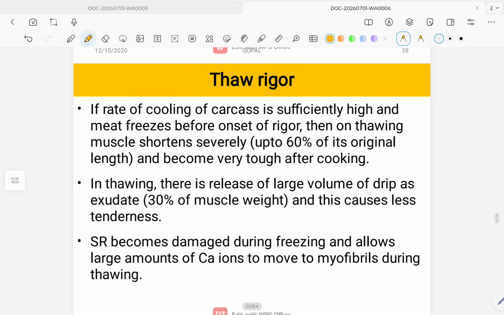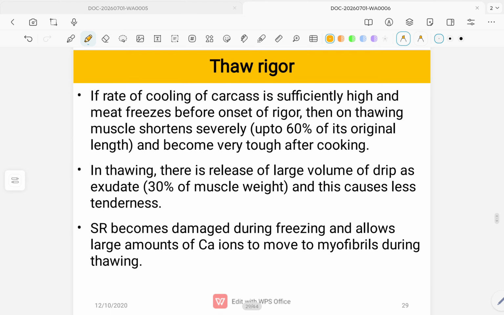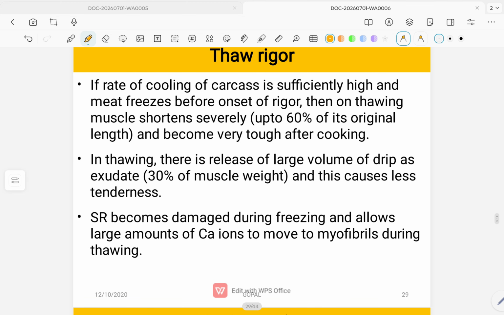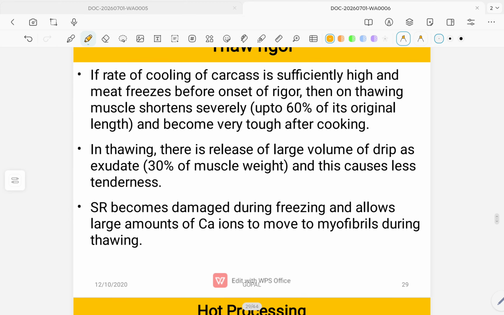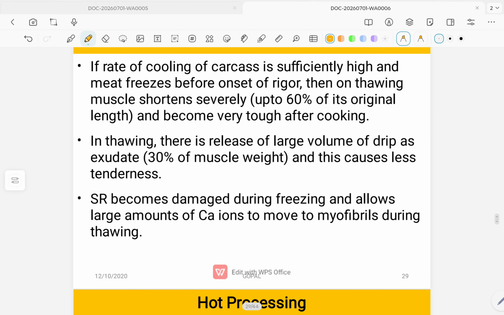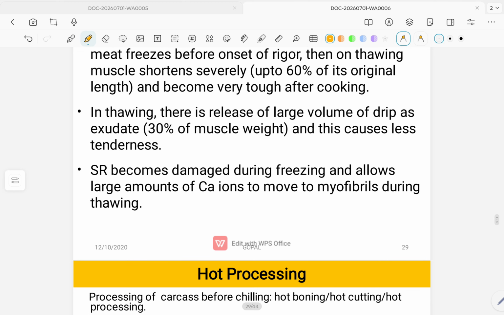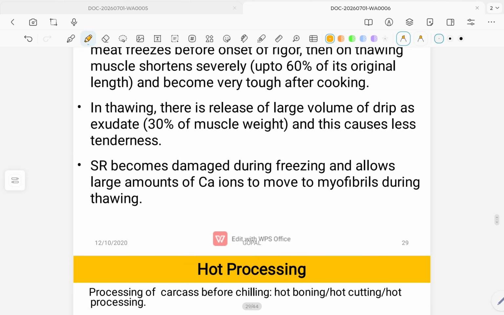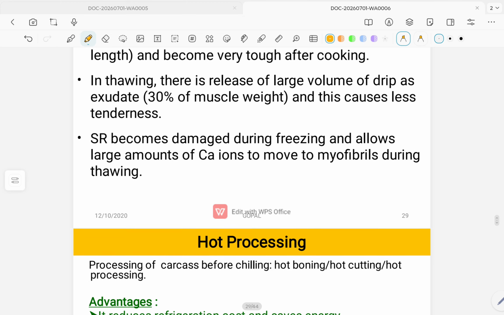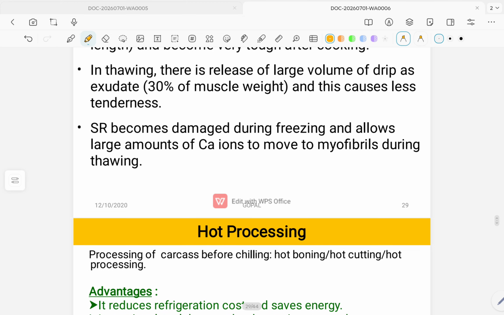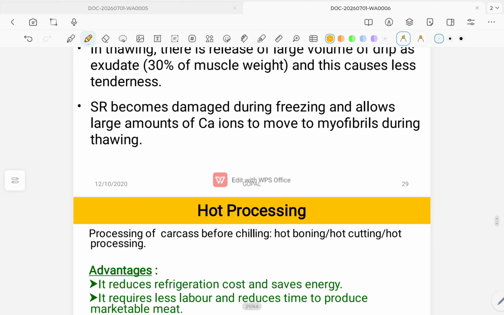If the rate of cooling of carcasses is sufficiently high and meat freezes before onset of rigor, then on thawing the muscle shortens severely, up to 60% of its original length, and becomes very tough after cooking. In thawing, there is release of a large volume of drip as exudate, 30% of muscle weight, and this causes less tenderness. The SR becomes damaged during freezing, allowing a large amount of calcium ions to move to the myofibril during thawing.